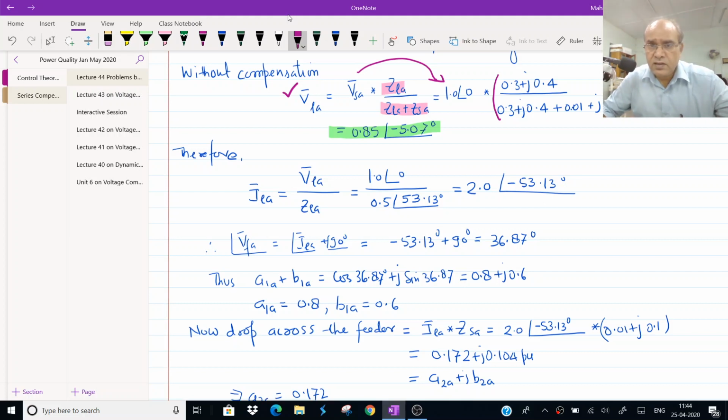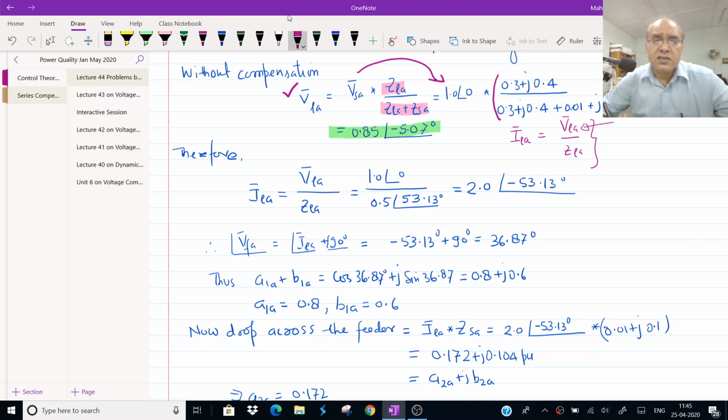What I am saying, the ILA without compensation will be nothing but BSA by ZSA. But we are not interested in this current anyway, because the BSA is quite small and it may give some current which is not satisfactory current for the operation of the load. So we will find the current which is required.